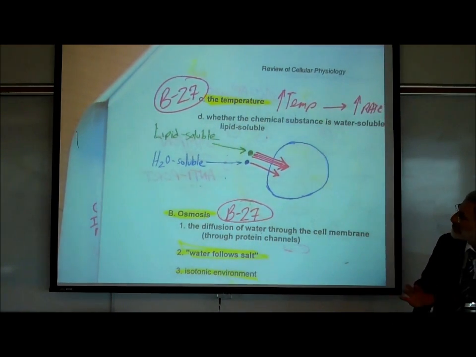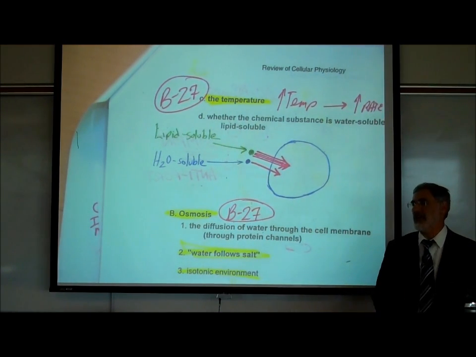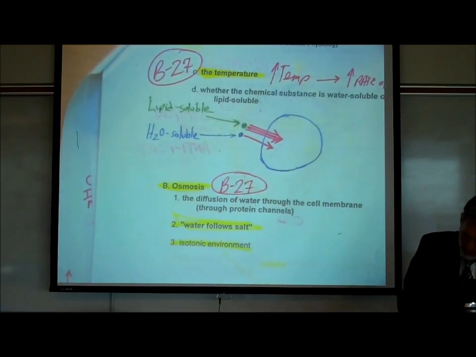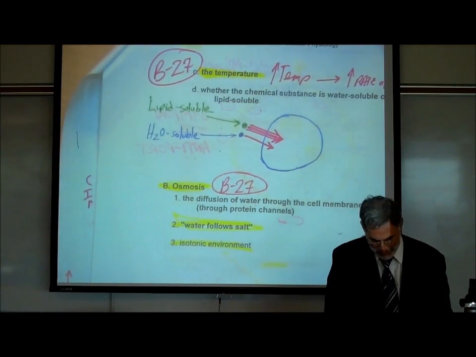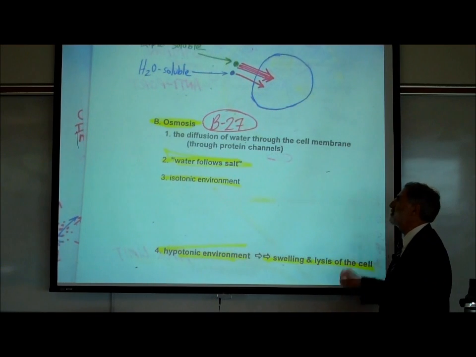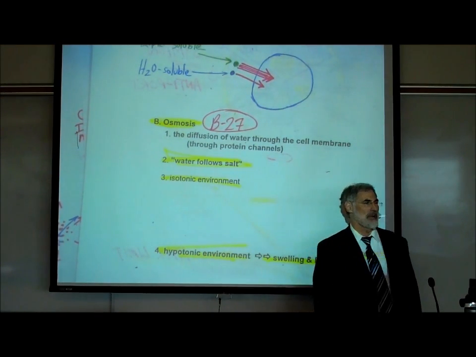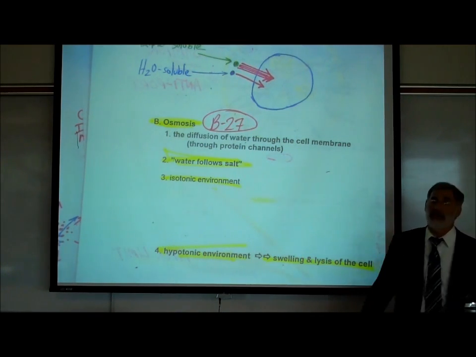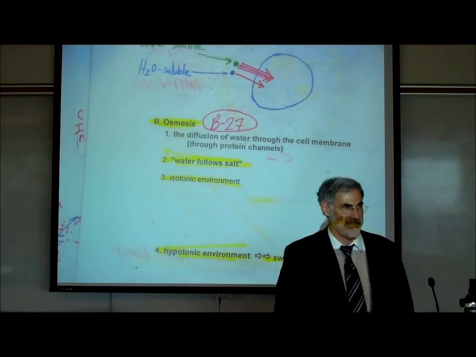Okay. So we've been talking about 4 factors that affect the rate of diffusion. Now, the next thing we want to talk about is osmosis. And osmosis is simply the diffusion of water through the cell membrane. We could just say diffusion of water. We don't have to say the word osmosis.